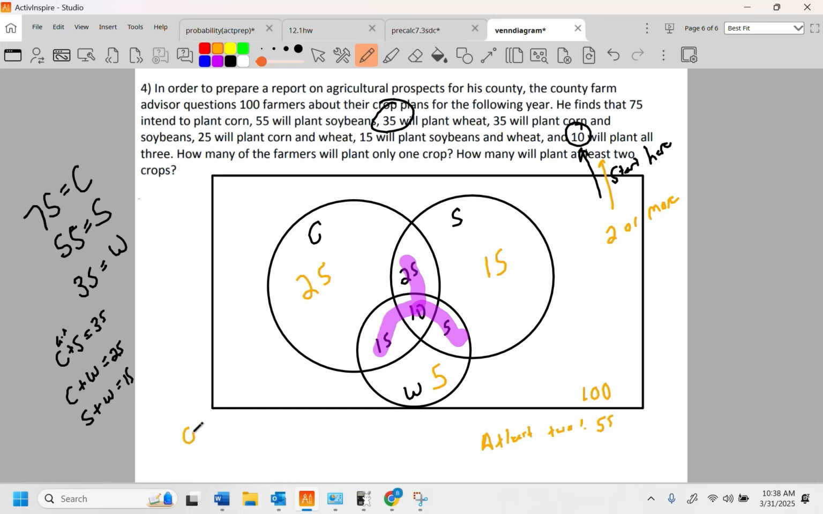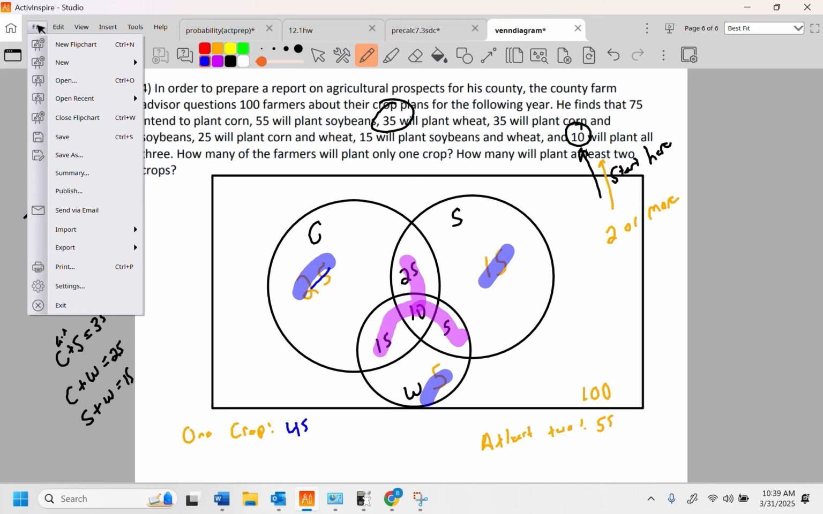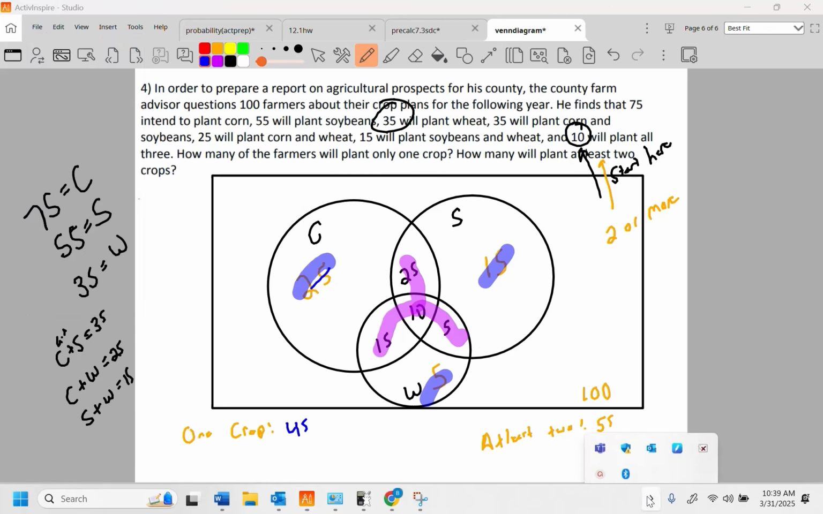Only 1 crop. Now 1 crop is going to be these numbers. If I can get on highlighter, it's going to be that number, and that number. They're not planting anything but 1 crop. 25 and 5 is 30, plus 15 is 45. All right, there we go. So there's the little addendum. I don't know if that's the right word or not, but there's a little extra for 11.3. So lots of things going on in that one.